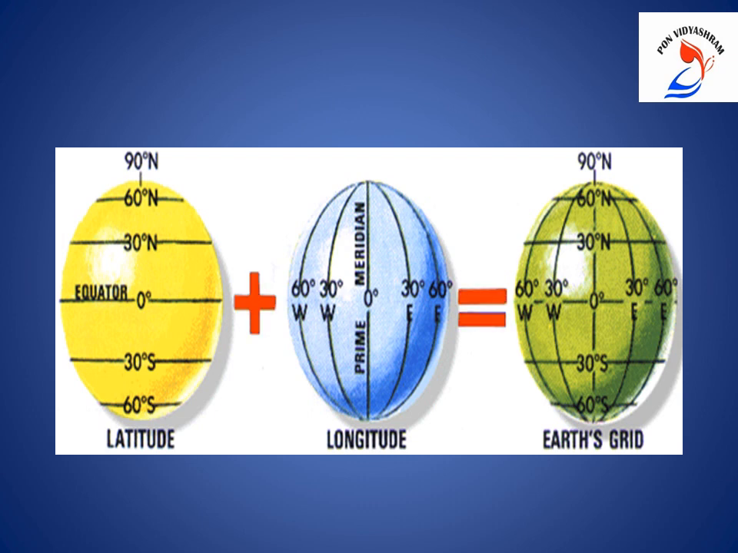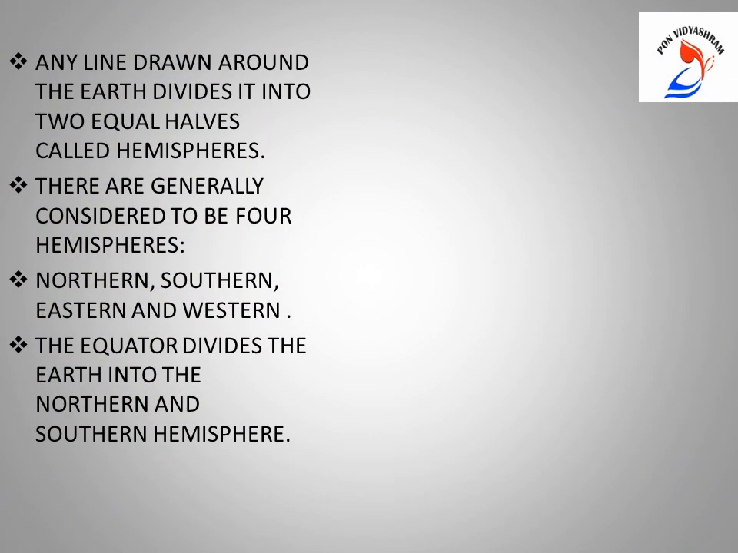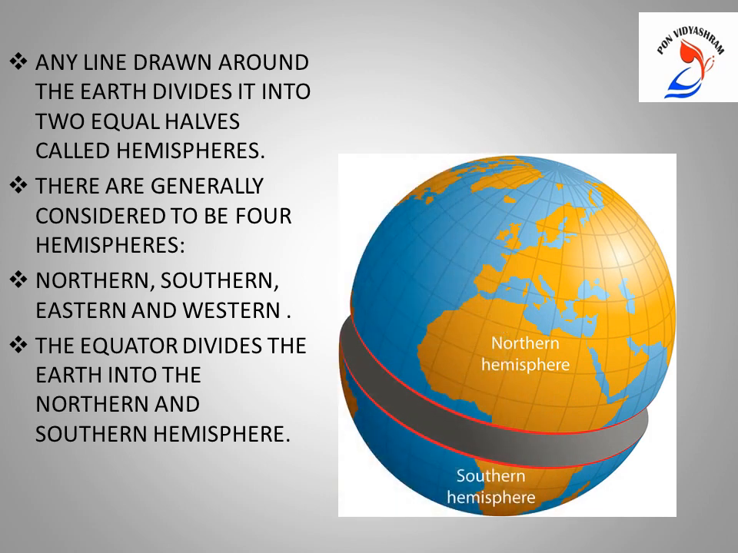Now children, can you see the picture on the screen? The horizontal lines are the latitudes and the vertical lines are the longitudes. And latitudes and longitudes make the Earth's grid. Any line drawn around the earth divides it into two equal halves called hemispheres. There are generally considered to be four hemispheres: northern, southern, eastern, and western. The equator divides the earth into northern and southern hemispheres.